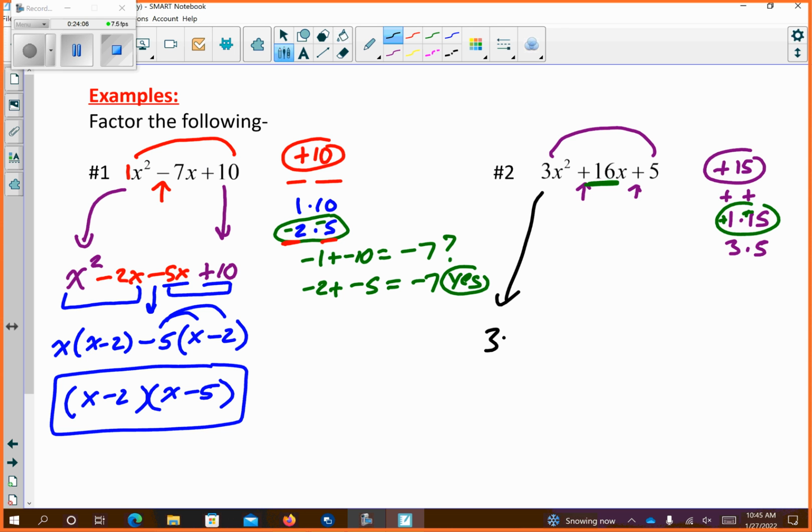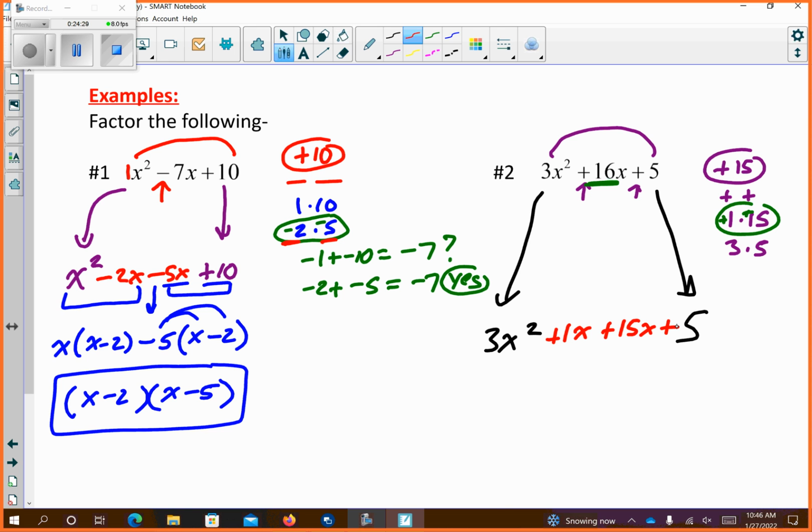Bring the first term down. Leave a space. Bring the last term down. We good so far? Anyone want to take a shot at what we put in the middle? 1 and 15. Don't forget the x. So plus 1x plus 15x. And that was a positive 5.